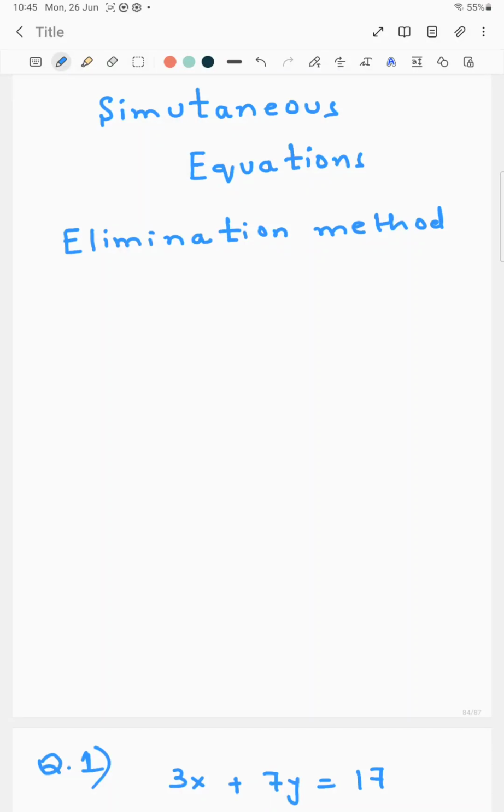In this video, we will learn about simultaneous equations, how to solve simultaneous equations by the elimination method. For this, we have to remember some points.